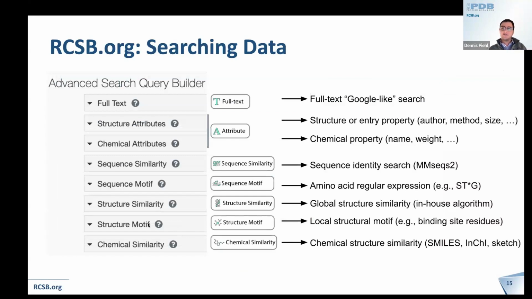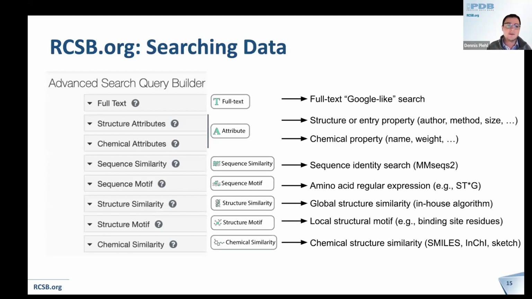To cover, the different types of searches that we offer are shown here. At the very top, we offer full text support search, which is like a Google-like search where you can search by keywords or phrases. We also offer attribute-based search, which I kind of just touched on related to the schemas, in which you can search for structures based on some property of those structures, such as who the author is, what method was used to determine the structure, and so forth.